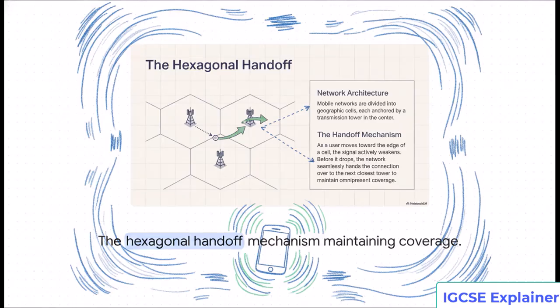Picture this: you're driving toward the edge of a cell. Naturally, your phone's signal to that specific tower gets weaker. But before your call can drop, the network actively hands your connection off to the next closest tower. It's like a massive invisible relay race happening all around us. And that's exactly what gives us this illusion of omnipresent unbroken coverage.